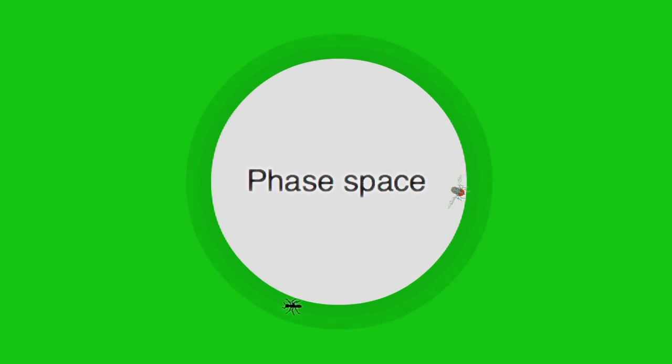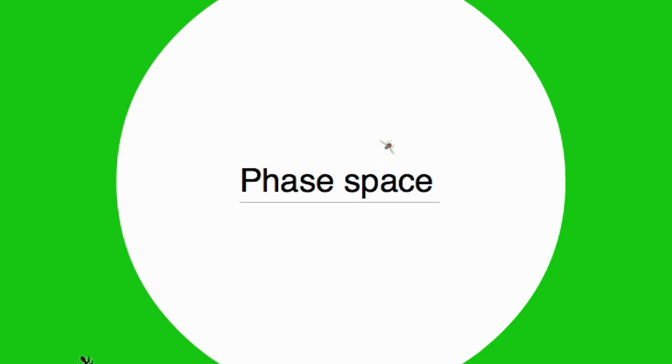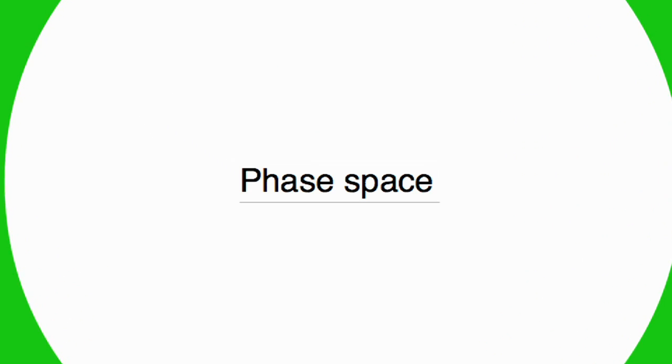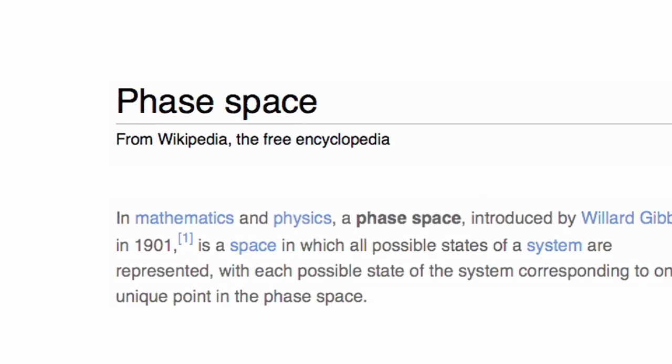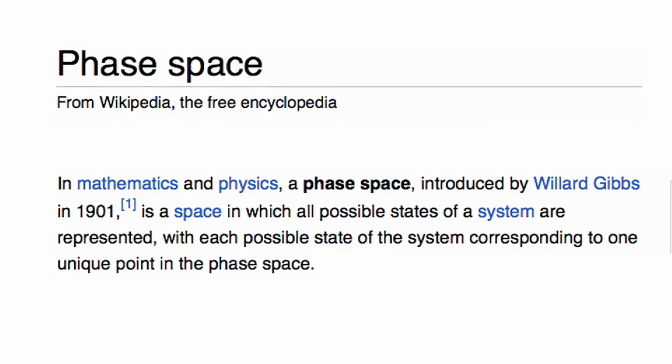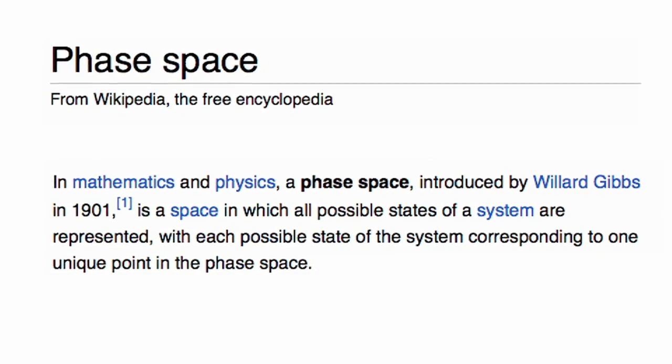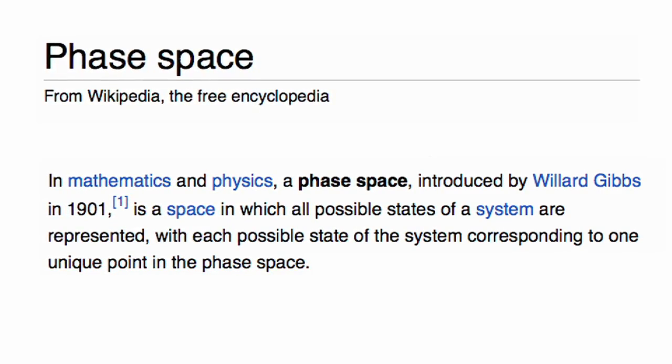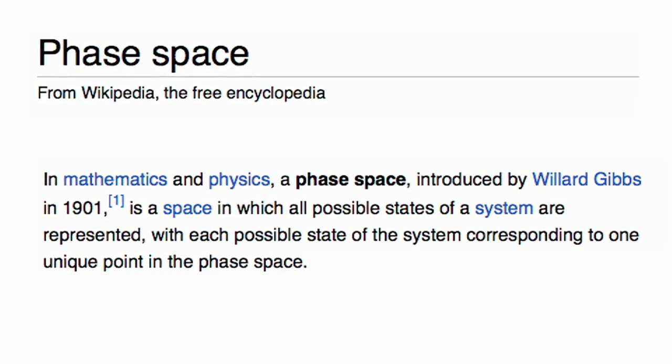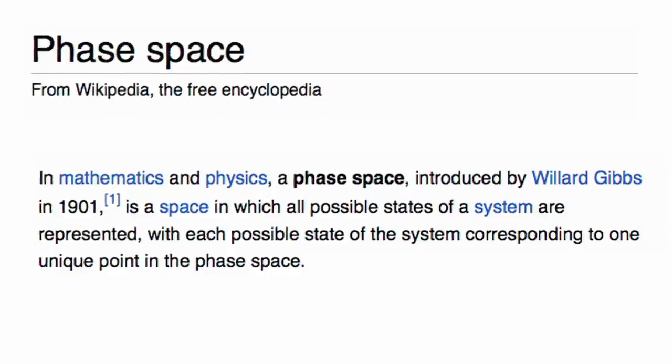What we're talking about with the sixth dimension, then, is the phase space of the set of parallel universes resulting from our universe's unique initial conditions. A phase space, to quote Wikipedia, is a space in which all possible states of a system are represented, with each possible state of the system corresponding to one unique point in the phase space.